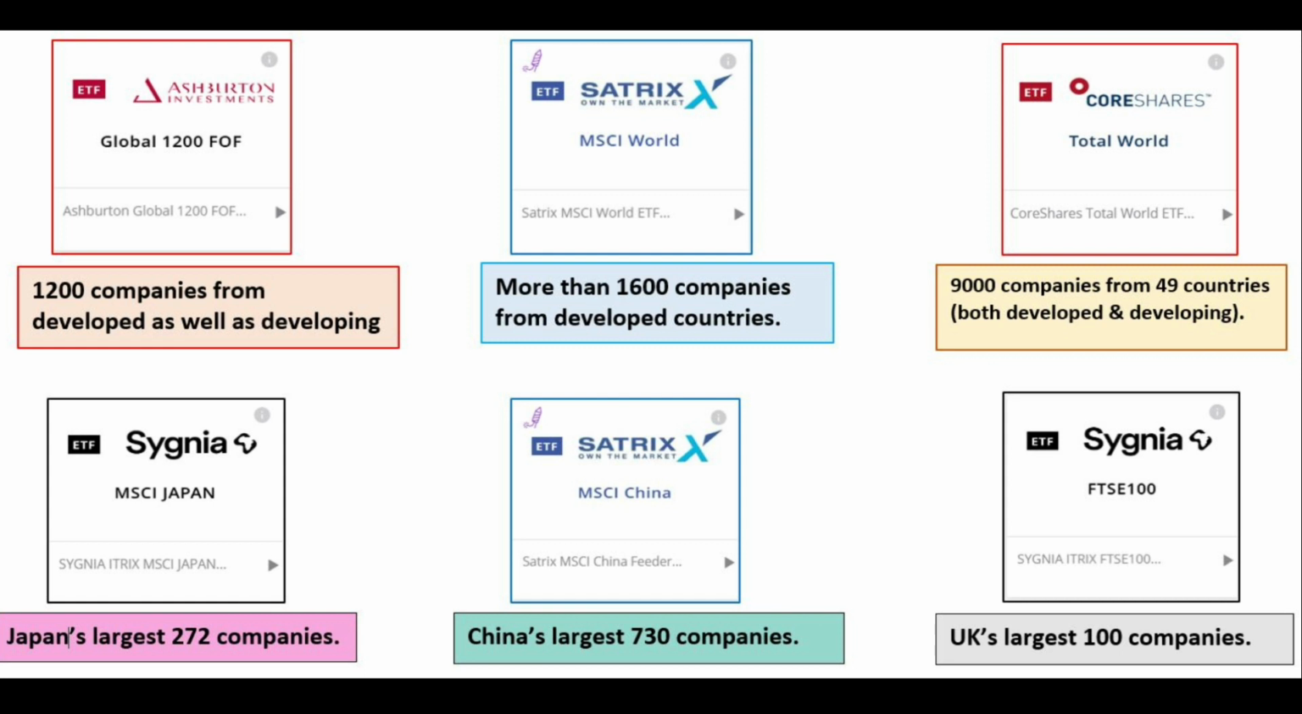Do you need to invest in all of these ETFs? In my opinion, no. For example, the Core Shares Total World ETF has got 9,000 companies from 49 countries, from both developed and developing countries, right? So this ETF represents the USA, the UK, Denmark, Germany, all those developed countries, as well as developing countries, China, Japan, India, Brazil, South Africa even. So be careful when you're choosing ETFs. Do not duplicate. So don't buy an ETF and then buy another one with the same companies or same representation.